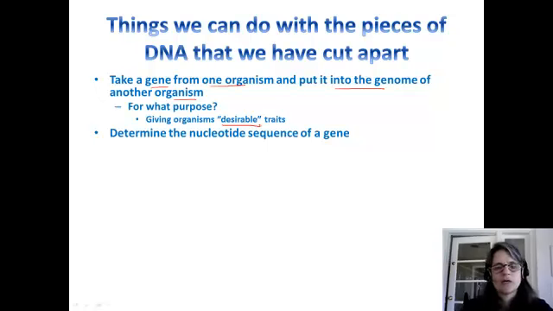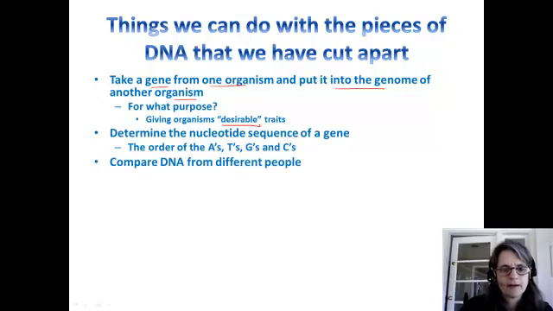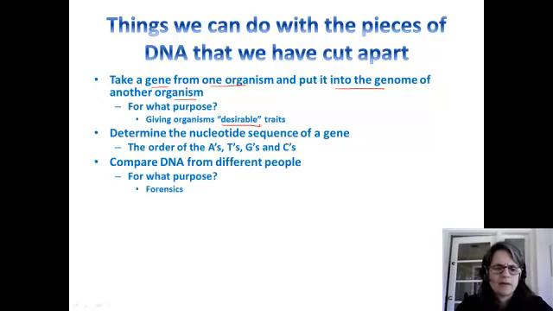Maybe we want to cut up DNA to determine the nucleotide sequence of a gene, and when we cut DNA up into fragments, we can analyze those fragments and determine a lot about the genes in the DNA. We can determine actually the orders of A's, T's, C's, and G's. Okay? We can compare DNA from different people when we have cut up a DNA sample into many pieces. And why would we do that? Well, if we have a crime scene, we might want to compare DNA of different people to figure out who might have done the crime.